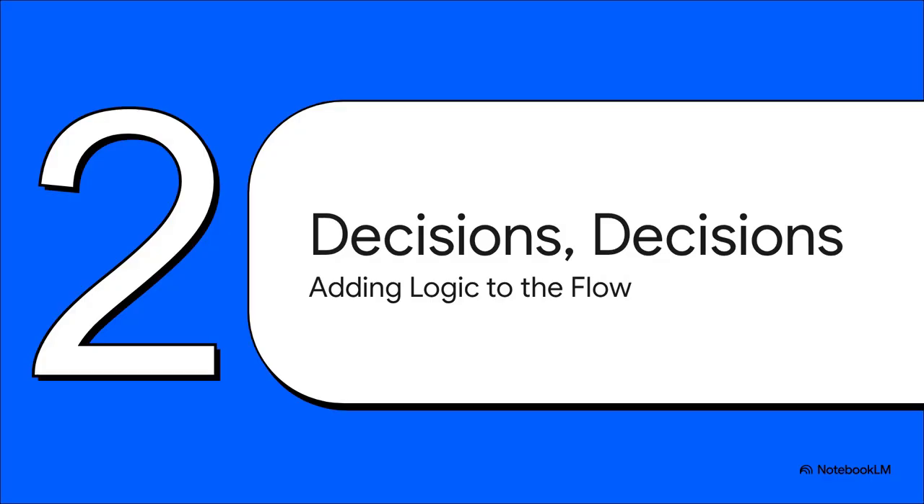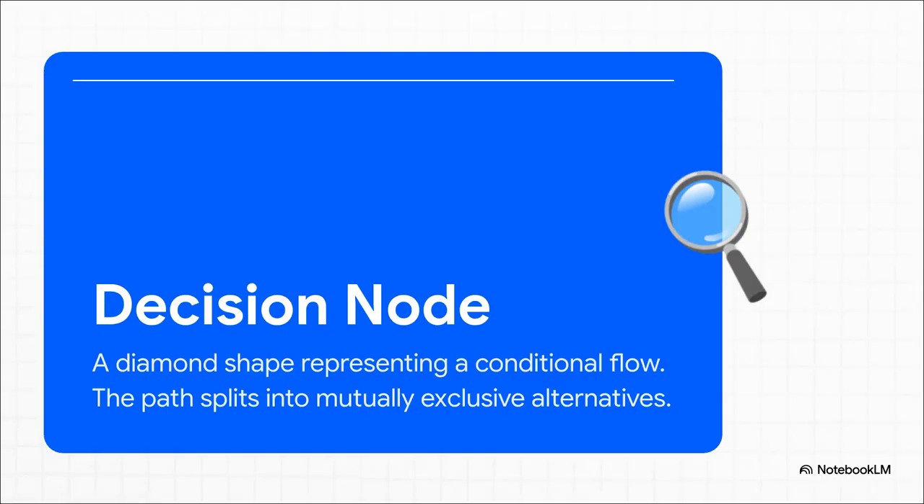Okay, a straight line from start to finish is easy, but real life is never that simple. Real processes have choices, branches, and different paths. So let's add some logic to our flow and make this diagram a whole lot smarter. This is where the decision node comes in. It's always a diamond shape, and it acts like a question in your workflow. Think of it as a fork in the road.